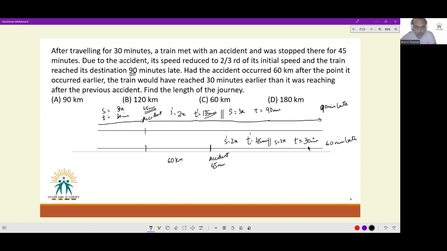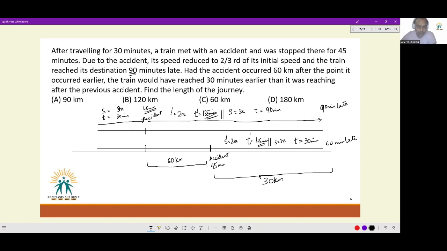Which is to say, understand this wonderful idea. You can look at it in two ways. First, for this portion after the accident, the time was 135 minutes, but now the time has become one third of that. Which means we are now traveling one third the distance. Two-thirds the distance is already accounted for here. If two-thirds the distance is 60 kilometers, one-third the distance will be 30 kilometers.